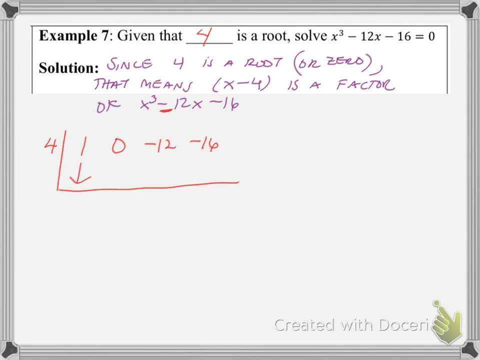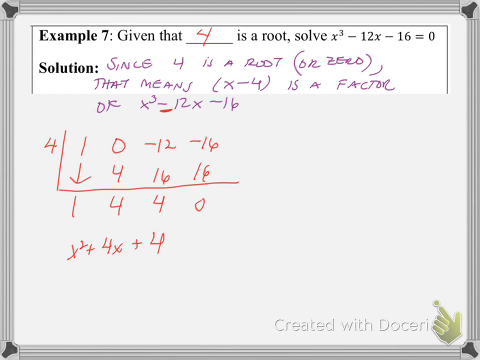And I'll say this too. If you don't get 0, you know that you've done something wrong, because I'm already telling you that this is a root. So that means you should get 0 as your remainder. All right, so that's 1, 4, 4, 16, 4, 16, and voila, we have 0. And what are we left with? Well, that's x squared plus 4x plus 4.